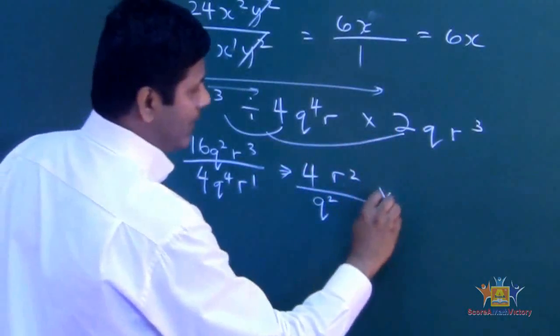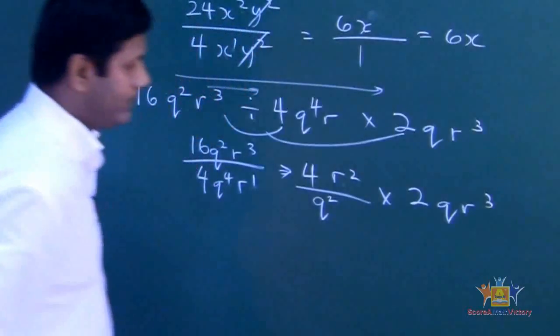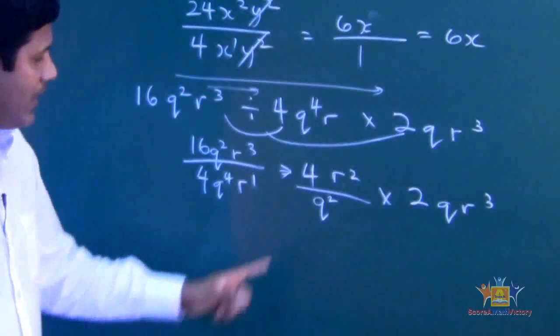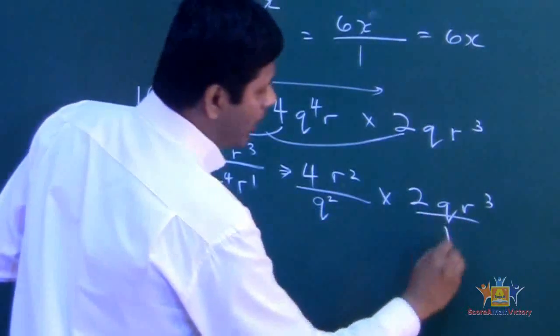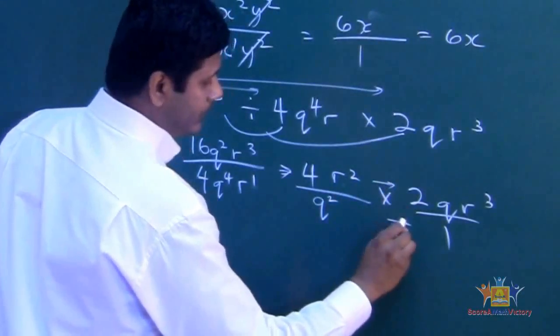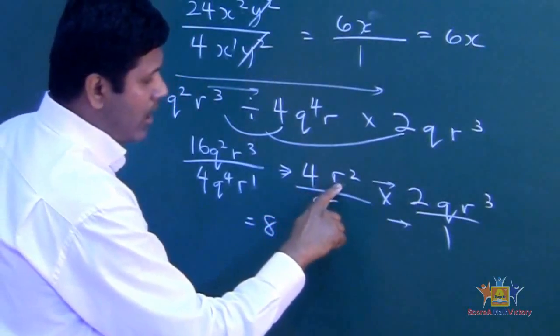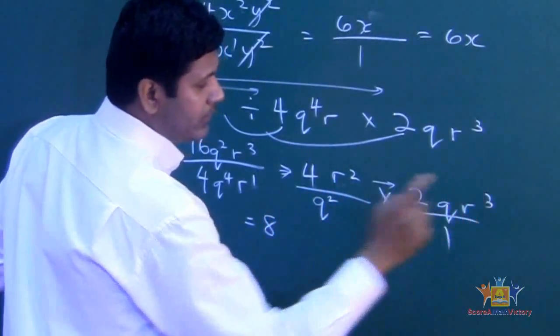Now I can multiply that with 2qr to the 3rd power. So now, see, this is pretty much over 1. I can put it in the form of a fraction, and I use the double arrow method. 4 times 2 is 8. R to the 2nd power times R to the 3rd power.